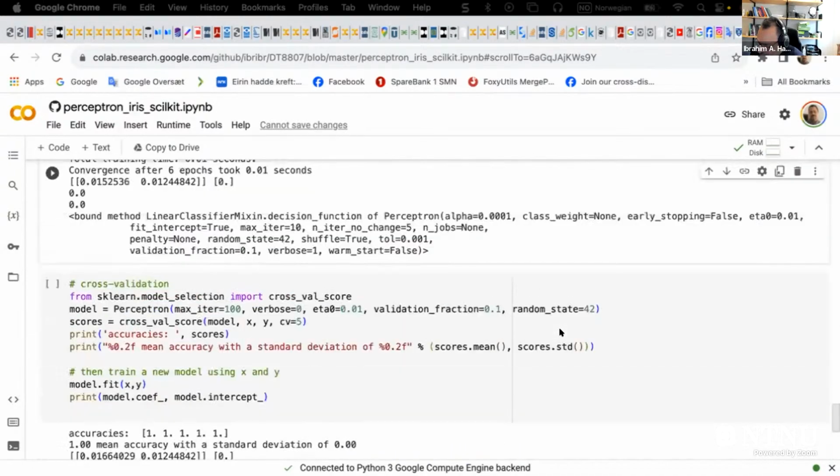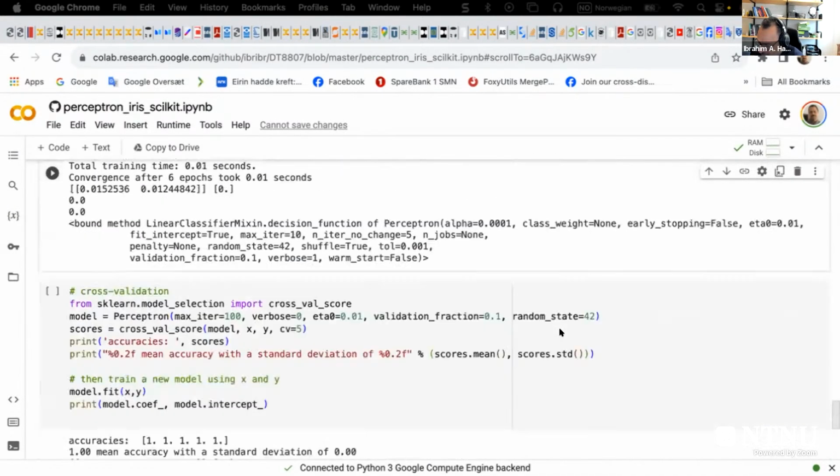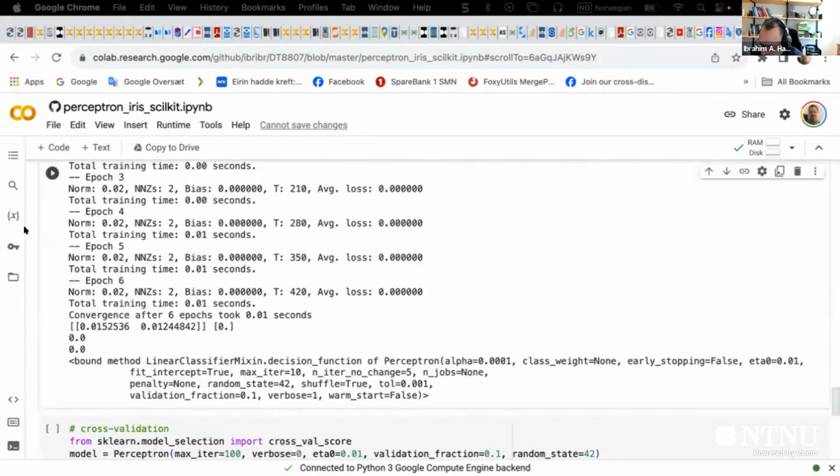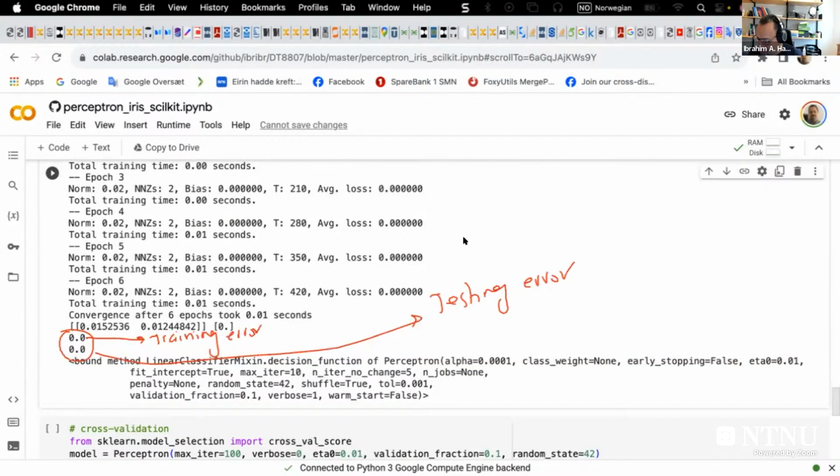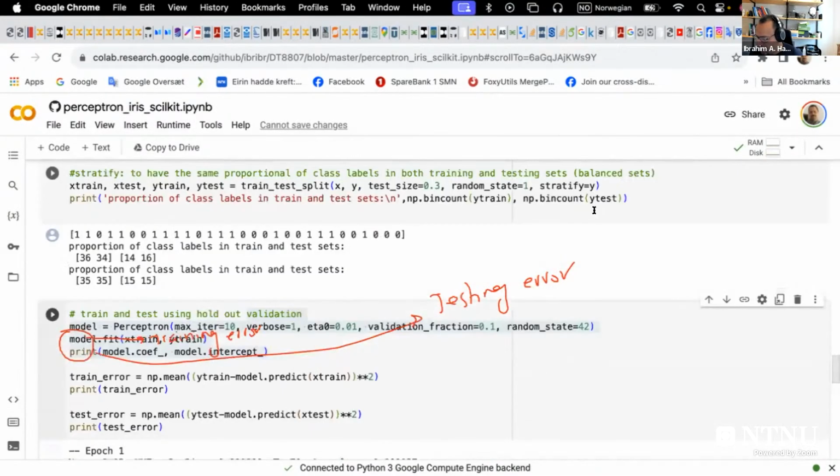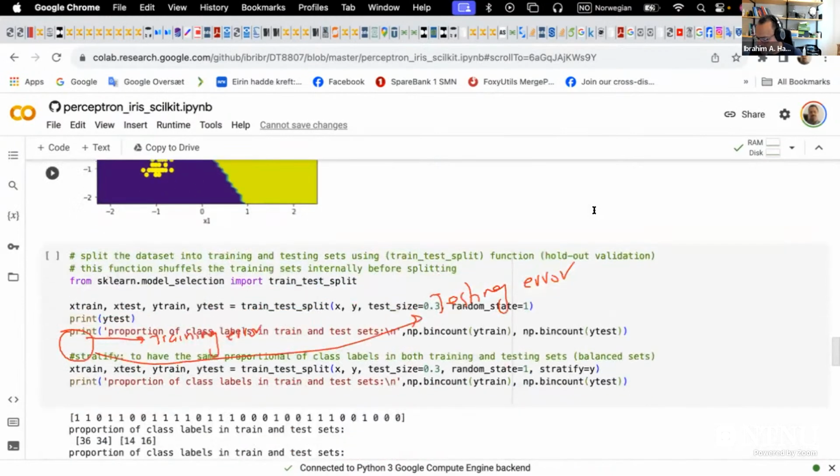Okay, we will train the model, and after that we will calculate the test error. And as you can see here, we have 2 zeros, right? The first one is the training error, and the second one, in fact, is the testing error. Right? So in fact, the technique which we just did, we call it holdout validation.